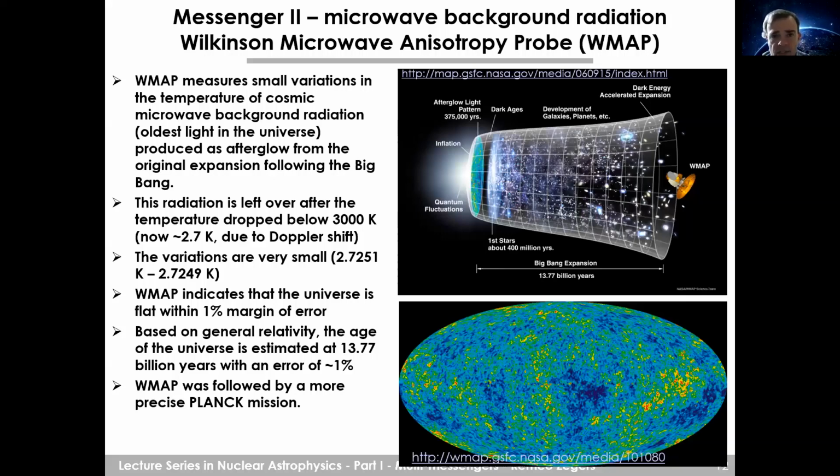One finding from this WMAP probe was that the variations in this background radiation, if you look around in the universe, are extremely small. That's very interesting. It shows you that the universe is quite homogeneous and flat. WMAP indicates that the universe is flat within about 1% margin of error. There is a follow-up mission, Planck, which looked at this in more detail, but it basically confirmed the earlier results from WMAP. So this kind of measurement can tell you something about the large-scale structure of the universe.